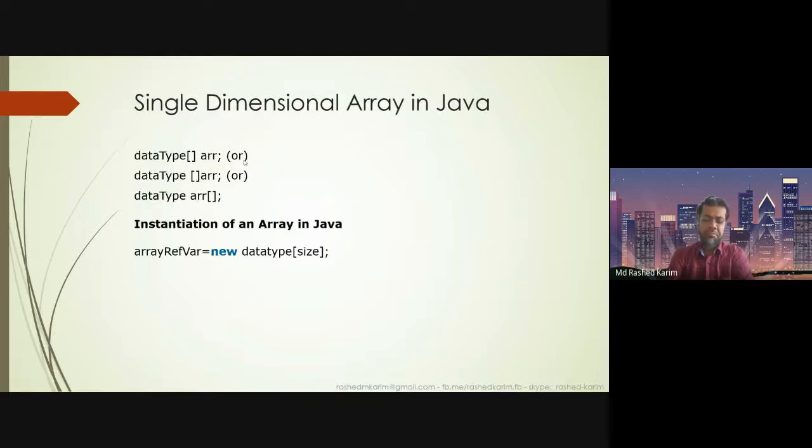This is the single dimension example: the data type with the array square brackets. The syntax is the array name equals new, with a data type. That means the syntax is this because of the object. An object is always created by the new operator. What is the purpose of new? Can you recall what is the purpose of new?